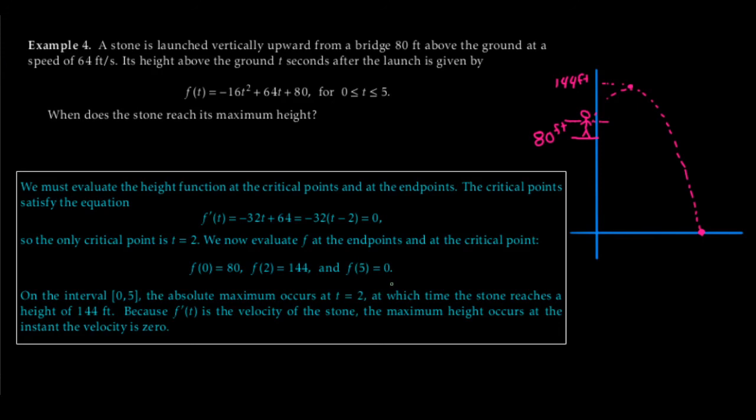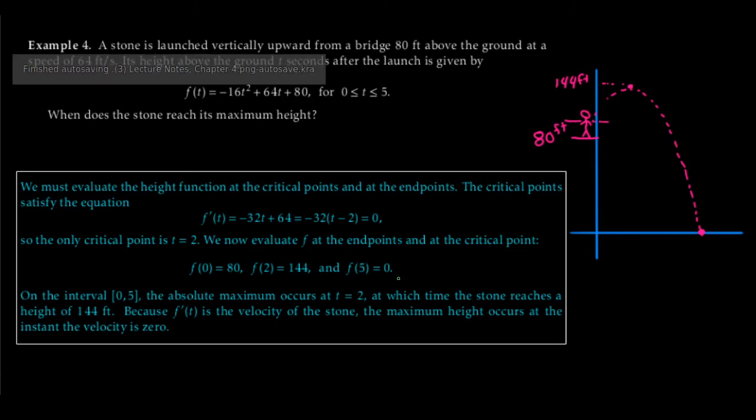Because f prime of t is the velocity of the stone, there's an interesting additional interpretation here. The maximum height of the stone occurs at the instant the velocity is 0. I.e., you've probably seen this if you've ever thrown a ball in the air. That moment where it just hangs there, right at the top. That's its highest point. And there we go. Done with the last example.